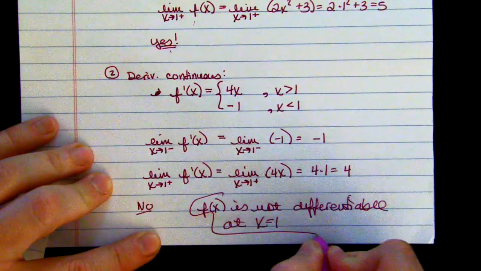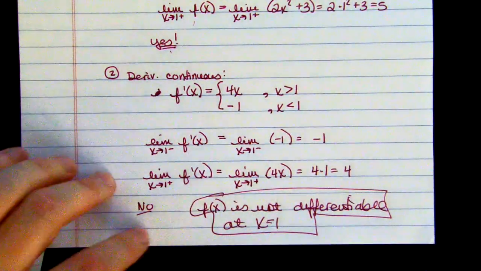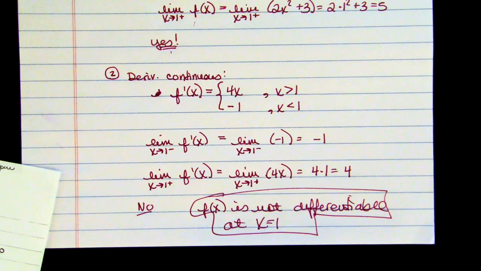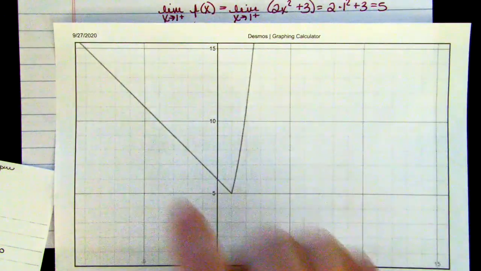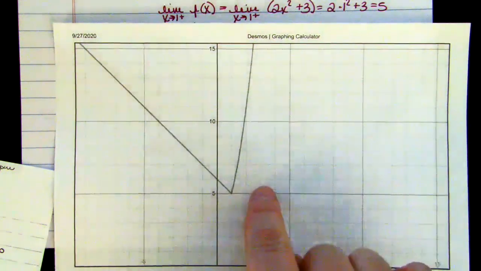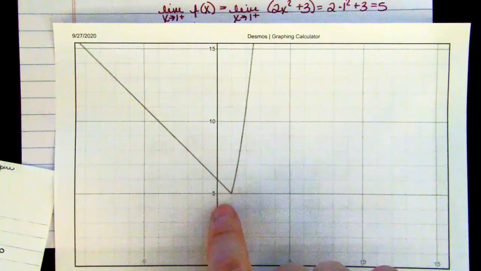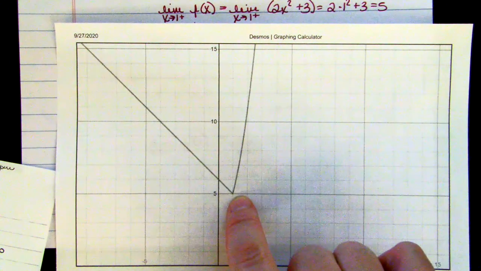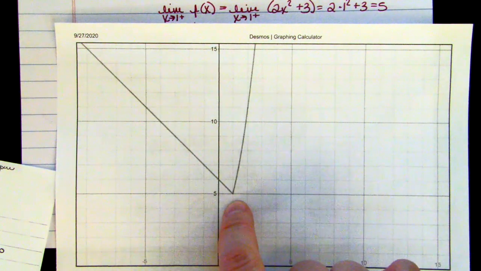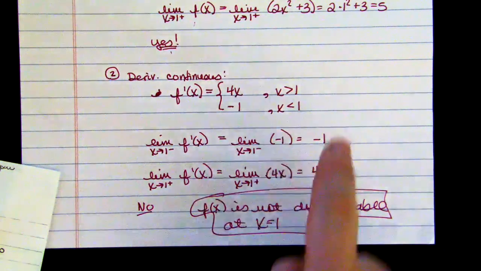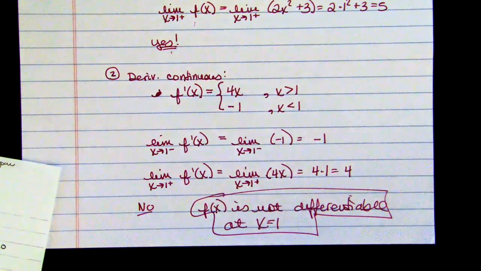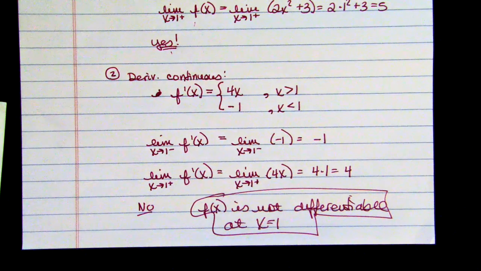My function was continuous, but the derivative wasn't continuous, so I wasn't differentiable at x equals 1. If you're looking at the graph, it would look something like this. And you can see, yeah, there's a pretty sharp turn over there. Actually, I know exactly what's going on. It's changing from a slope of negative 1 to a slope of positive 4 right over there, because that's what I got with my limits of my derivative. Nope, not differentiable at x equals 1.